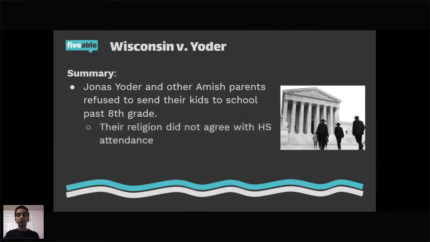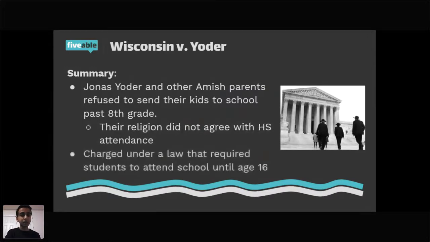That was a part of their culture, and they felt that the government should not force their kids to go to school because it went against their religion. However, the parents were charged under a law that required the students to attend school until age 16. If you think about now, like truancy laws, all of those things often charge the parents if the child decides to drop out of school before the age of 16. So they were charged under a similar law because children were required to attend high school at that time.